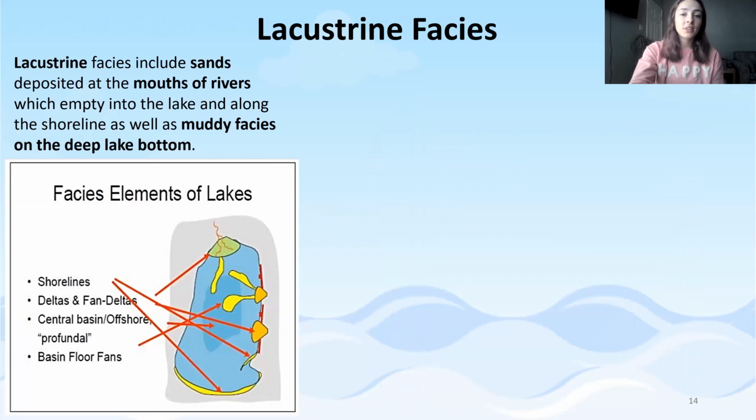Now that we have some of the main processes that control lake chemistry out of the way, let's talk about some of the physical body parts of a lake system. Lake facies include sands deposited at the mouth of rivers, which empty into the lake and along the shoreline, as well as muddy facies on the deep bottom lake. Different body parts or landforms associated with lakes include the shoreline, deltas and fans, central basin or offshore environment, and basin floor fans.